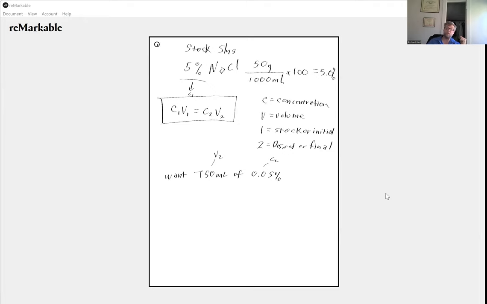You will always be missing one. So the calculation becomes pretty straightforward. We have 5%. Now, I always put the units down to remind myself that we are being consistent in the units. If you get milliliter percent on one side and you get molarity on the other, you look at it, it's like, wait, that's not right. They look different. We do not know the initial volume. But we do know we want a final concentration of 0.05%, and we want 750 milliliters of it.